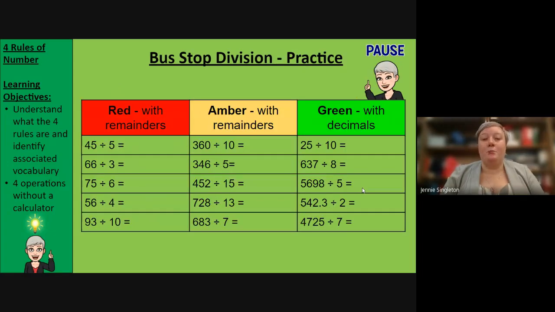Again, pause when you're ready and have a go. The red and amber questions, I'd like you to leave with remainders. For the green questions, I'd like you to work it out to decimal places.